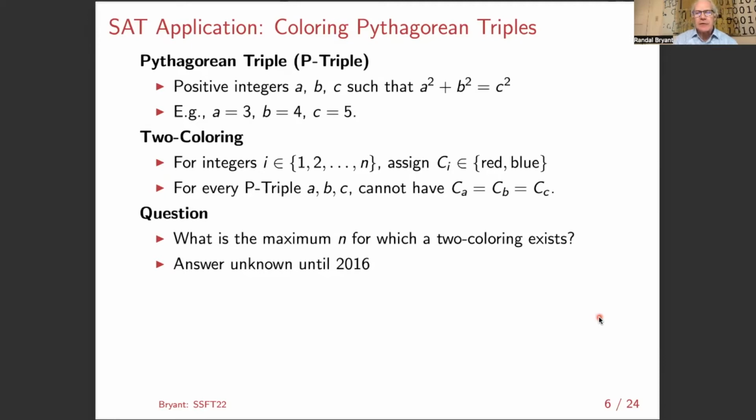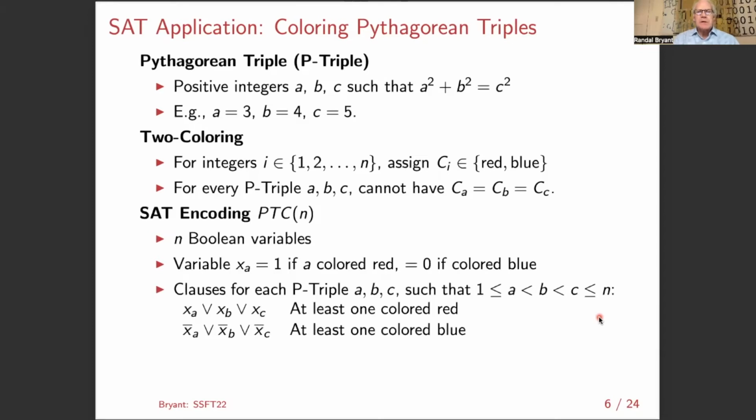And the answer to this was not known until relatively recently. It's very easy to turn this into a SAT problem. We'll introduce a Boolean variable x sub a for every integer a between 1 and n. And we'll say that it's 1 if we color that number red, and 0 if we color that number blue.